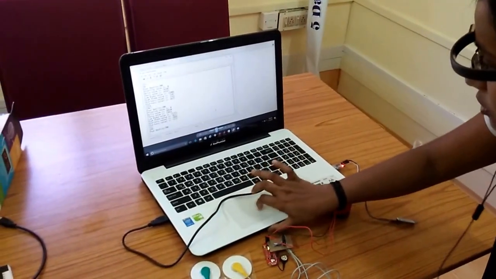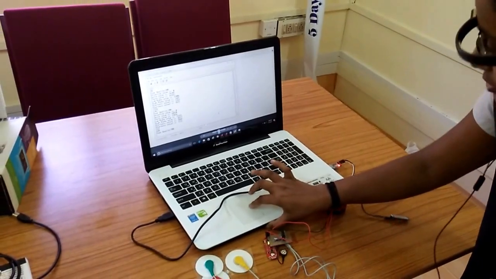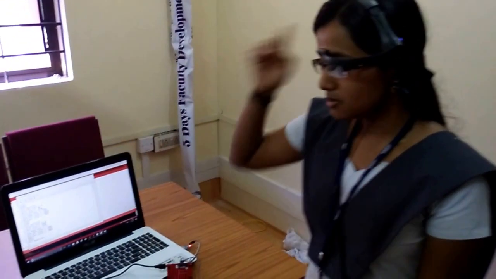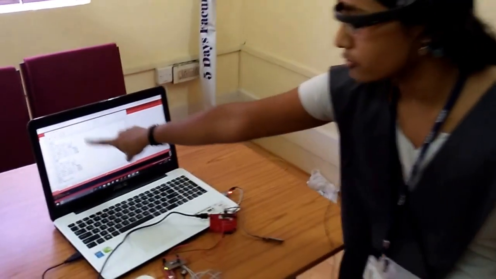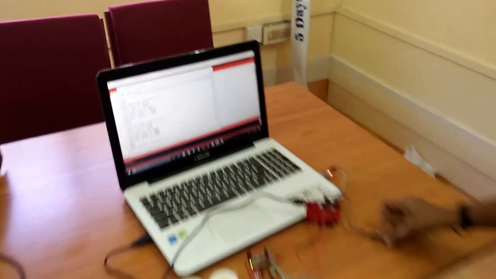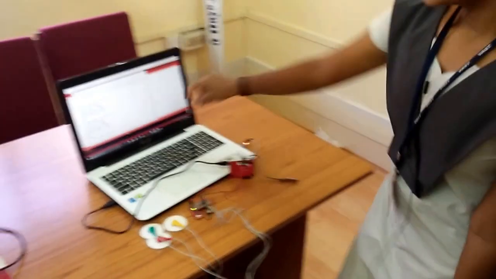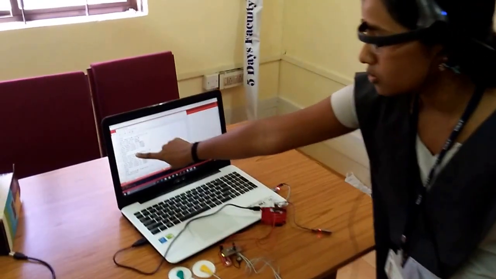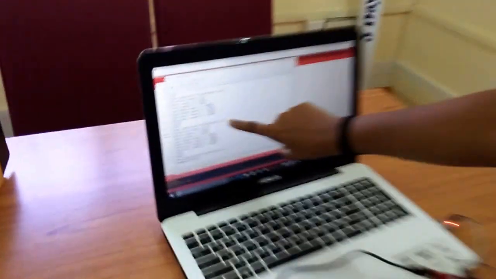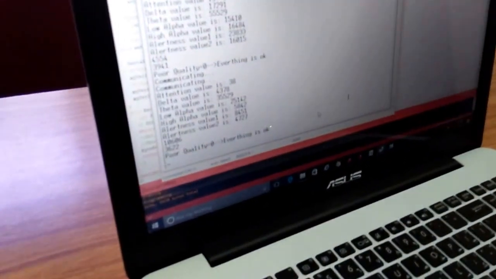The system produces an output for these types of signals, and it gives 7 types of brain signals. The communication between the NeuroSky headset and the PC is done with the help of a Bluetooth module. Here it is indicating poor quality equal to 0. This is the correct placing of the NeuroSky headset.